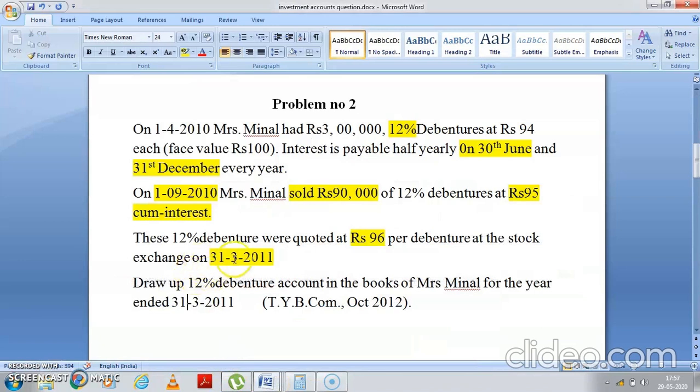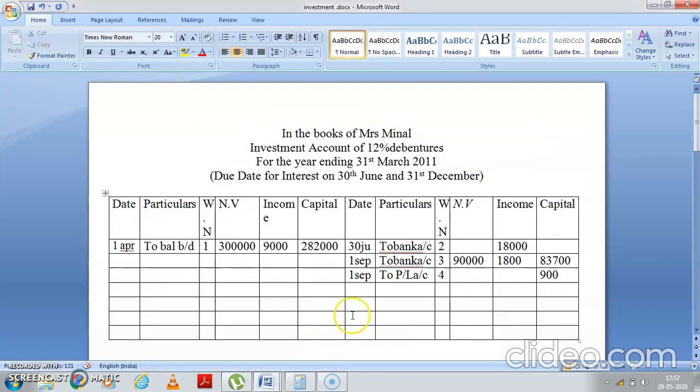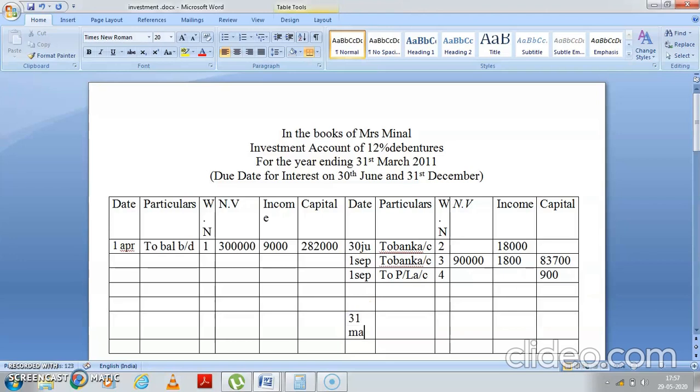Now, debentures were quoted at 96 at closing stock on 31st March. Okay. Now, there is no other transaction. Now, directly we are going to have a closing stock. So, for closing stock, I'm going to write here 31st March.